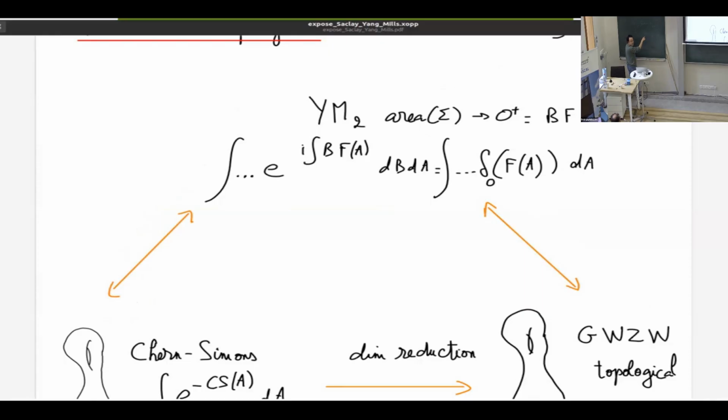That's the path integral for Yang-Mills. You make a change of variable, like an infinite dimensional Fourier transform, by introducing an auxiliary field. And now if you let the area go to 0, it kills this term. This term becomes 1. So what you get is the integral of e to the i B F over dB, dA, and you recognize formally, imagine A and B are real variables, you recognize delta of F of A.